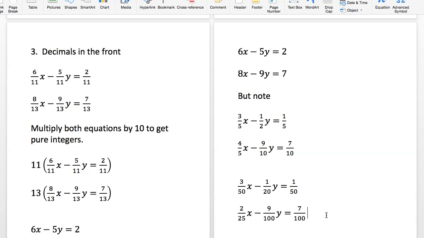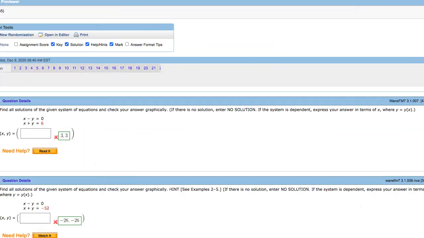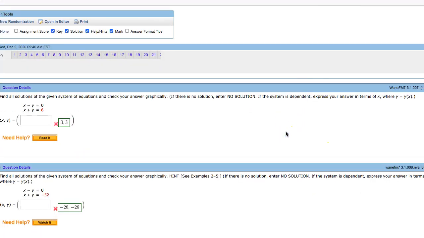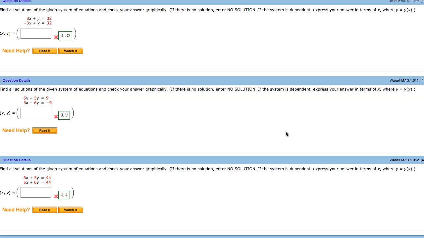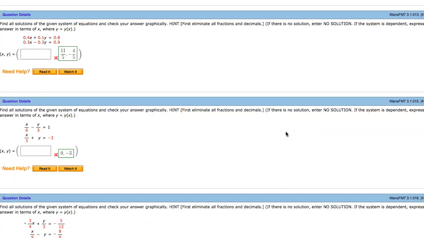That's .08, 8 over 100. Yes, 8 over 100 is 4 over 50, which is 2 over 25. That's correct. Okay, so that's enough on the whole fraction dance and the decimal dance. I think we've done enough arithmetic dancing.